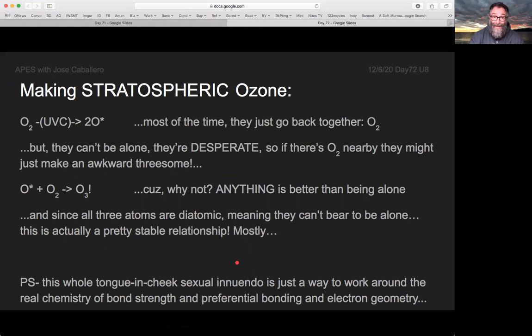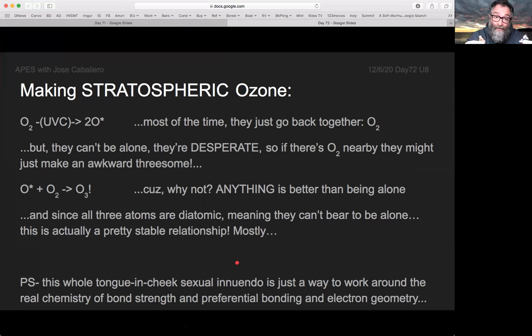oxygens can be separated from each other by ultraviolet C. Remember that ultraviolet C breaks all bonds. So here's oxygen, O2. See how they're together? And those two oxygens have a perfectly good, stable bond. That's a really strong bond. But ultraviolet C can split them.